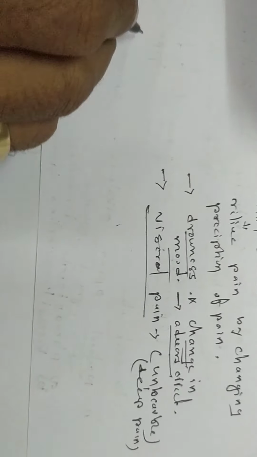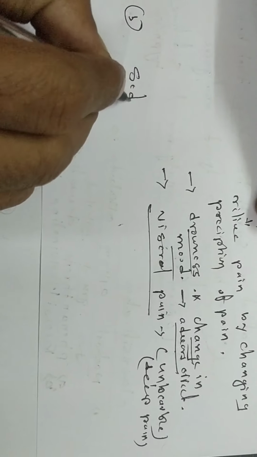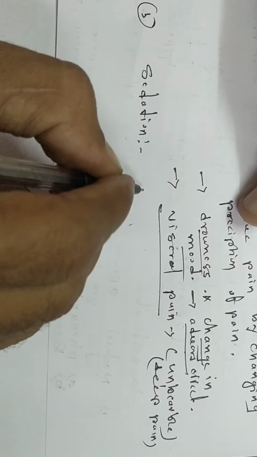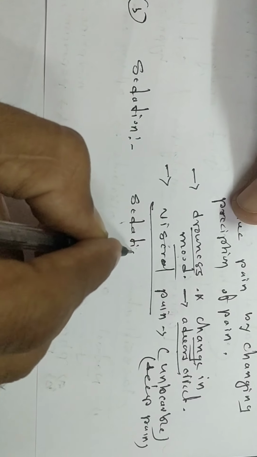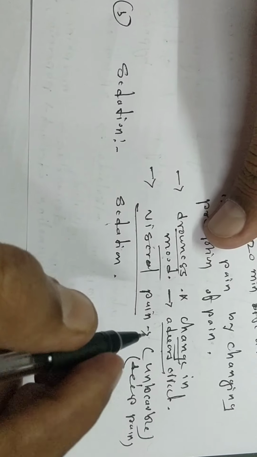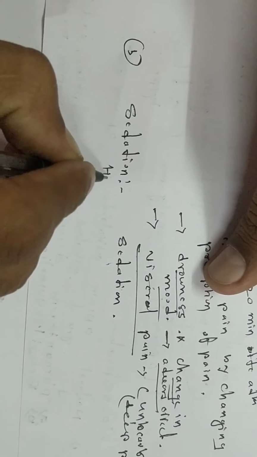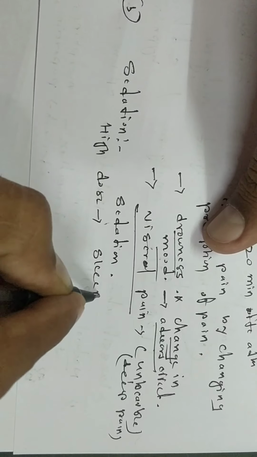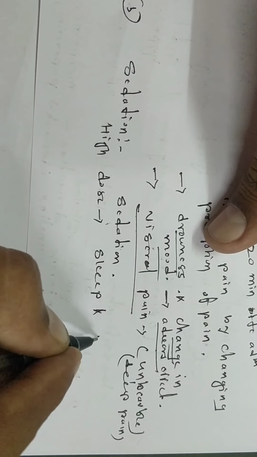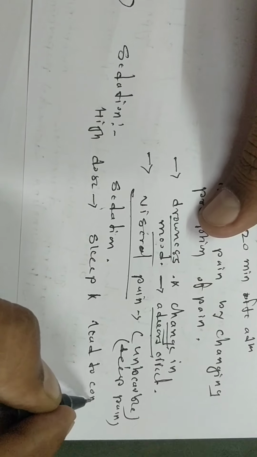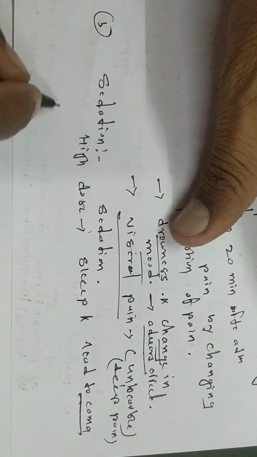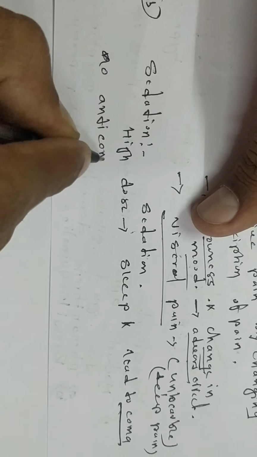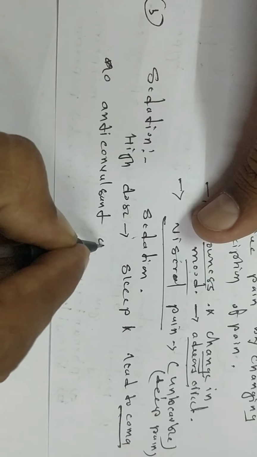Now the second effect, sedation. It commonly produces sedation, hypnosis and sedation. The high dose causes sleep. You can use a high dose of morphine. High dose causes sleep and even leads to coma. It has no anticonvulsant activity.